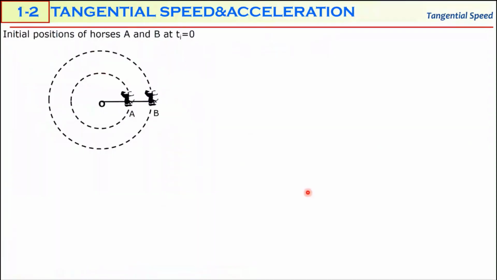Now, we will talk about these two horses. One horse, I will say it is A, the other horse is B. Initially, these two horses are side by side like this. And assume that this carousel is rotating counterclockwise. So it's rotating like this. Consider that the carousel turns counterclockwise.